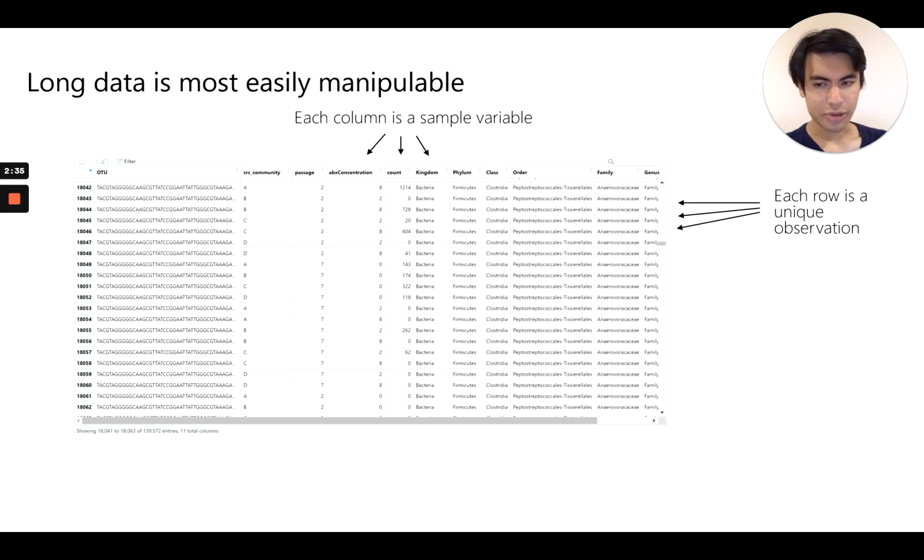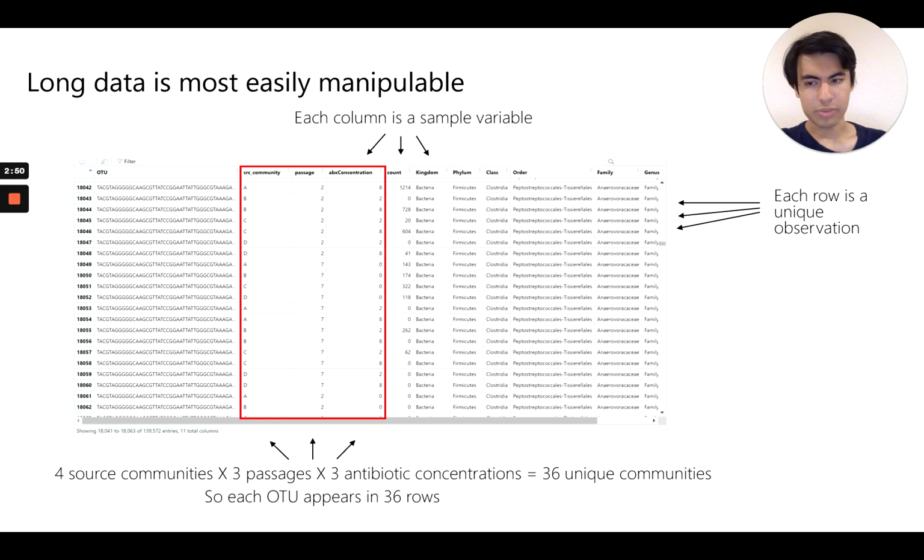To break this down a little bit further, you can see in our data frame here that our first column is this OTU column. You can see that the observations here are all these sequences of A's, C's, T's, and G's, so they're DNA sequences. The different communities that we have are defined by these next three columns, this source community, passage, and antibiotic concentration columns. We have four distinct source communities that we can see here, A, B, C, or D. We have three different passages. We have 1, 2, or 7. And we have three different antibiotic concentrations, either 0, 2, or 8.